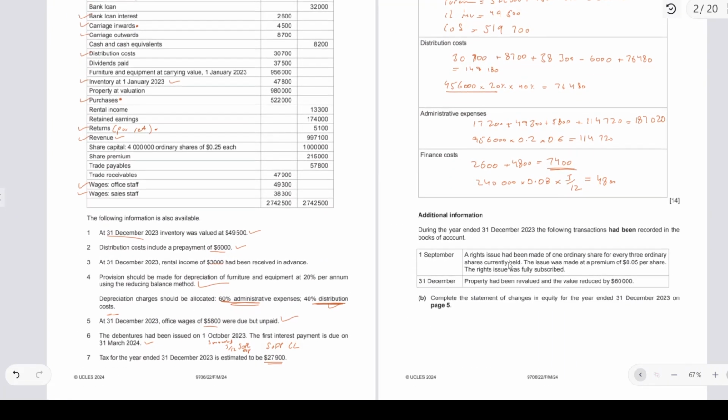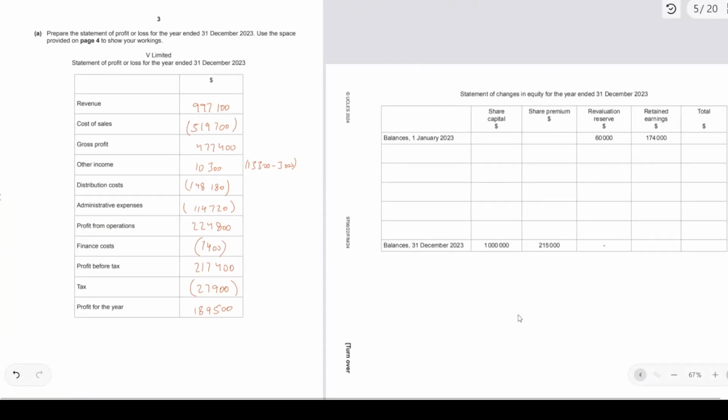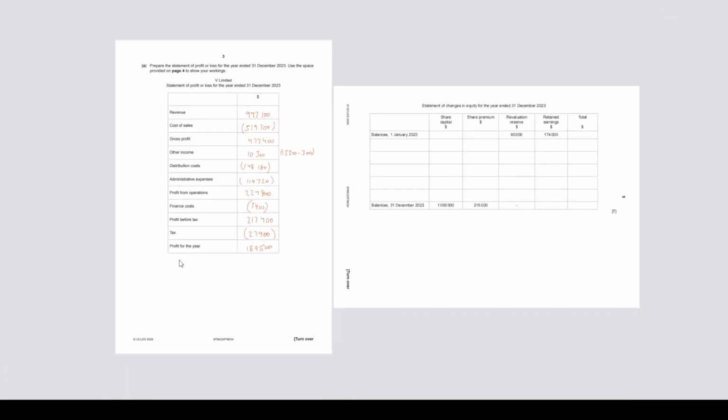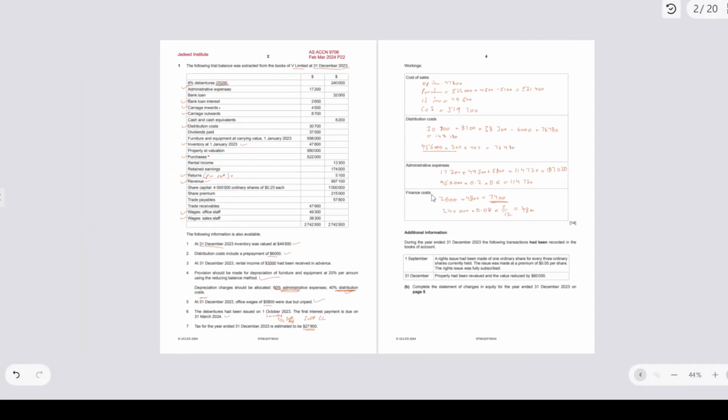During the year ended 31st December 2023, the following transactions had been recorded in the books of accounts. We made a rights issue and there was a revaluation. Okay. On page 5, we need to make a statement of change in equity. So first thing, we can put the retained earnings, or we can put that later. In the retained earnings, we can put profit for the year, but not necessarily now. We can do that later.